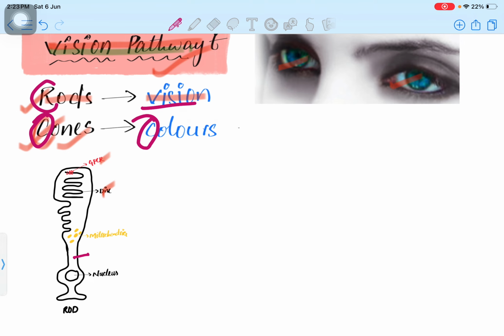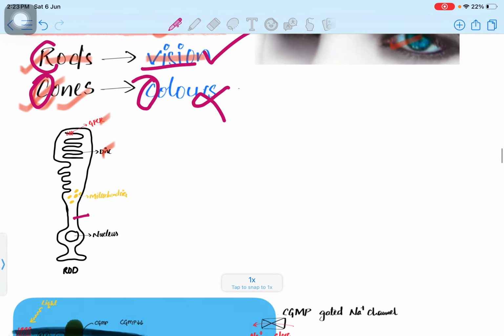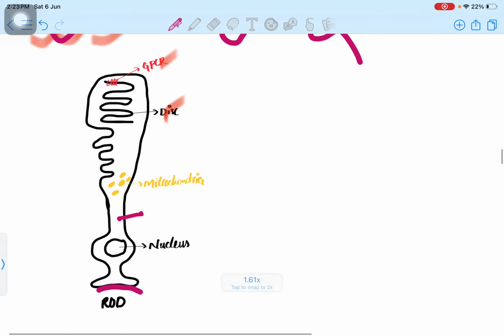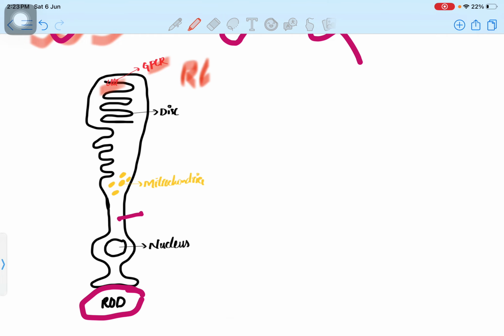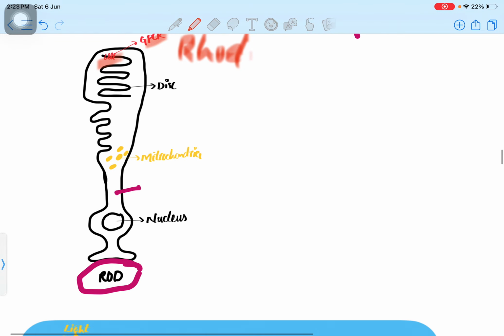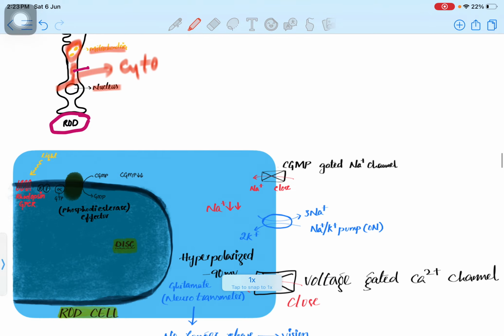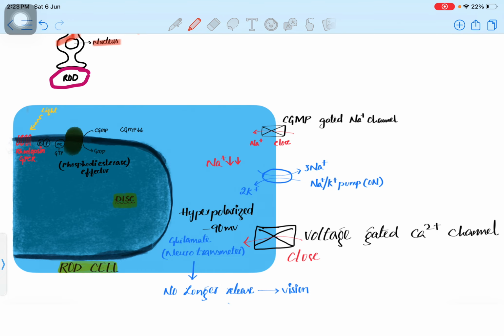We will not cover the colors, but we will see the vision pathway, how we are able to see. For that we need to know about the rod cell. You can see the rod cell is present here. This is the structure of the rod cell, where a disc-like structure is present. You can see this is our disc, which is present in the rod cell, and with the disc there is a GPCR receptor also present. This GPCR receptor is known as rhodopsin. Also, the mitochondria and nucleus are present in the cell, and the remaining space is made up of cytoplasm. Okay, this is our rod cell.